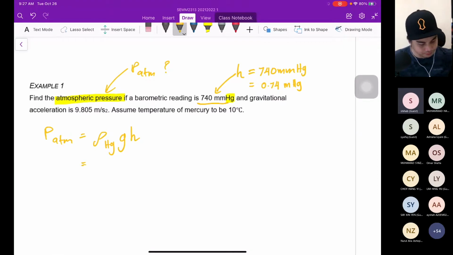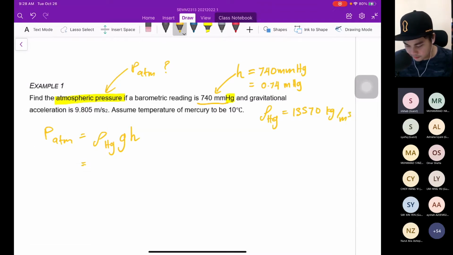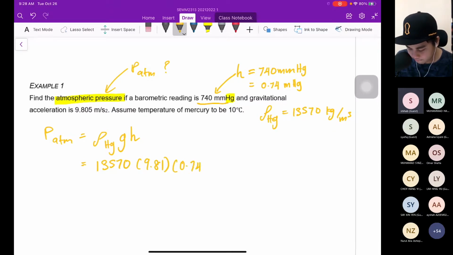So just substitute the density of the mercury. I believe it is given, don't worry: 13570 kilogram per meter cubic. Just substitute the value only. For this case, it is not necessary to substitute the unit, but if you can substitute the unit, it's better. For simplicity, just substitute the value only: 13570 multiplied by 9.81 multiplied by height 0.74.